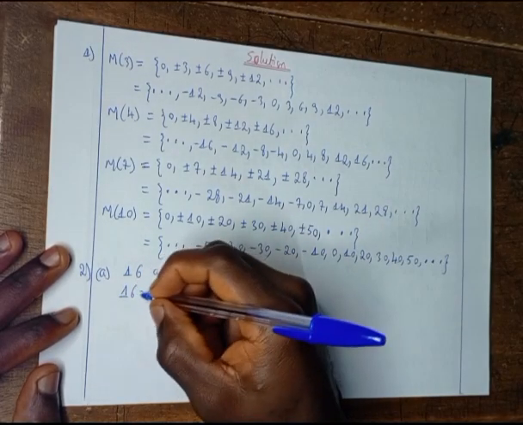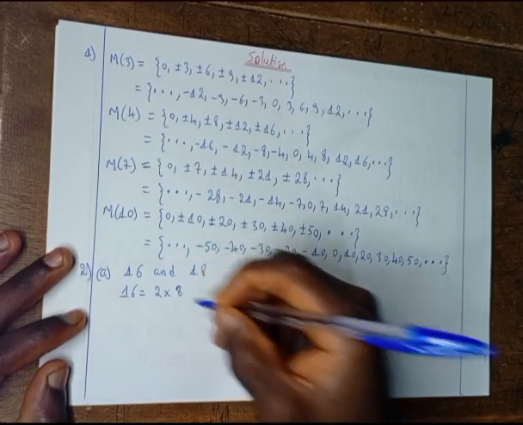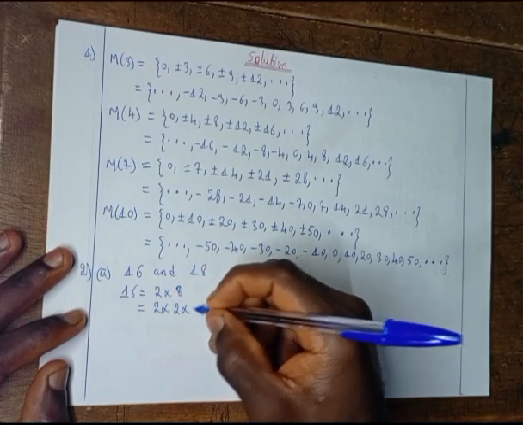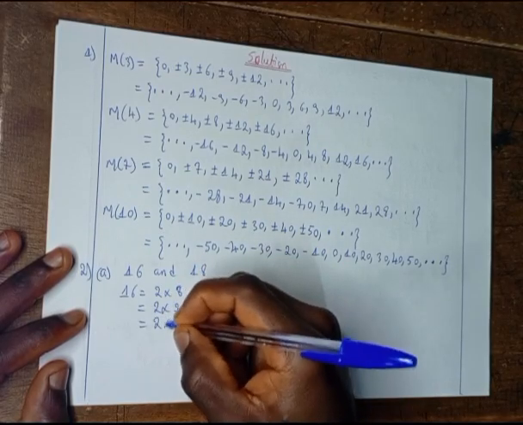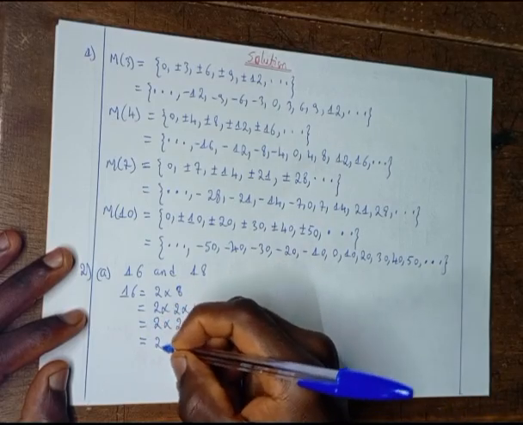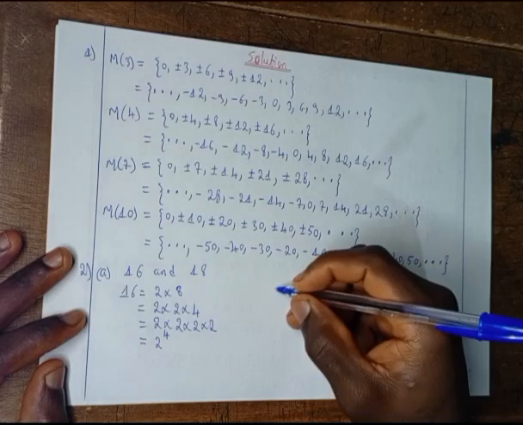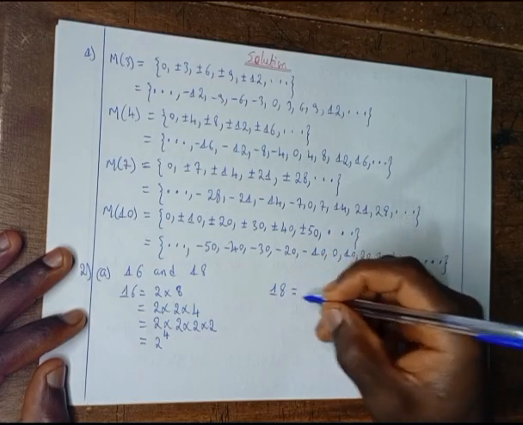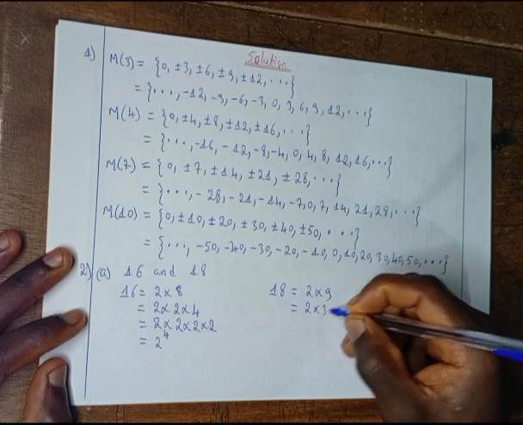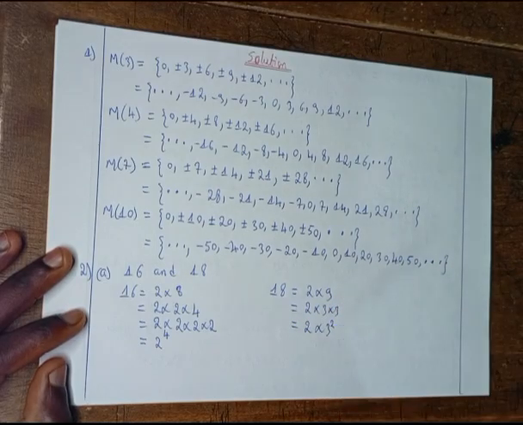We know 16 is the same as 2 times 8, which is the same as 2 times 2 times 4, which is the same as 2 times 2 times 2 times 2. So this will simply give us 2 raised to the power 4. Next, if you take the number 18, you know 18 is the same as 2 times 9, which is the same as 2 times 3 times 3. So this will give us 2 times 3 raised to the power 2.